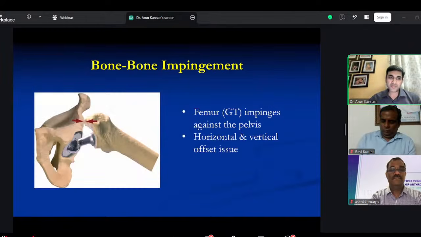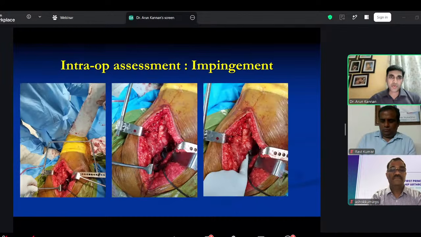Bone-on-bone impingement is mostly an offset issue. Therefore, we have to increase the offset as we discussed before. So how to assess for this intraoperatively? We can generally put a finger, as the hip is flexed and internally rotated, between the neck and the cup and see if there is impingement happening between the neck and the rim of the cup. If this is happening, then it is due to component impingement.